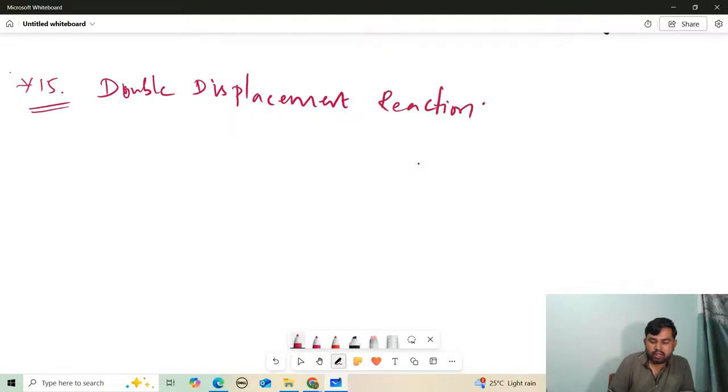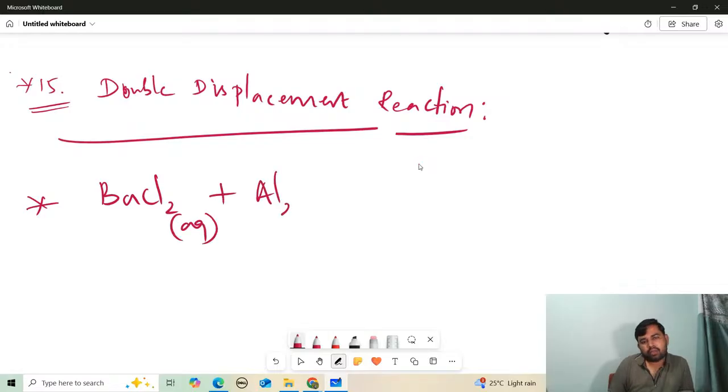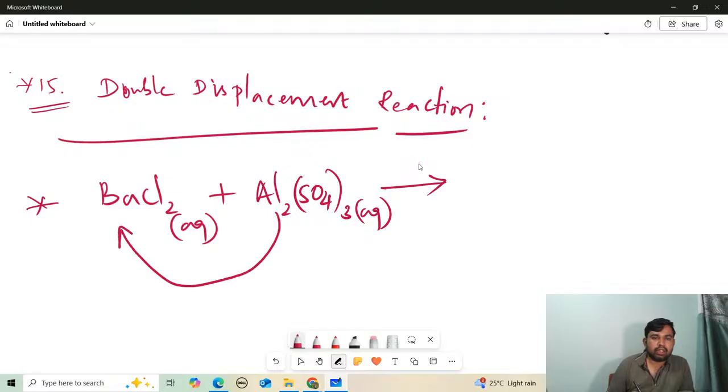Double displacement reaction. So generally, if I take an example like an aqueous solution of barium chloride reacting with an aqueous solution of aluminum sulfate, Al2(SO4)3, taken thrice. If you take these two salts, then what happens is an exchange of ions. This is plus 2, this is minus 1, this is plus 3 aluminum, this is minus 2. In the place of barium, aluminum will form aluminum chloride, AlCl3, plus, this is an aqueous solution.